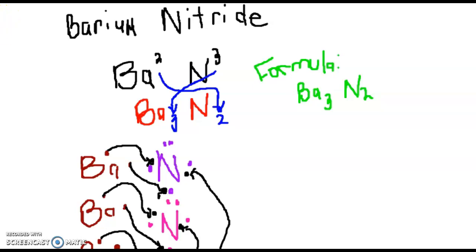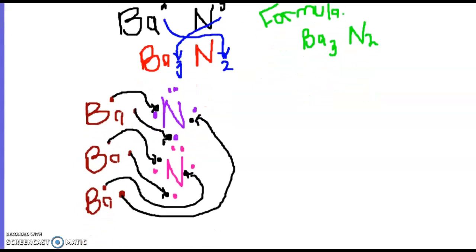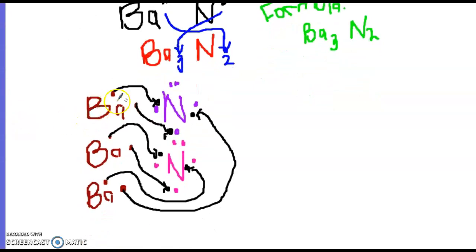you would see that it does indeed take 3 bariums to complete 2 nitrogens.